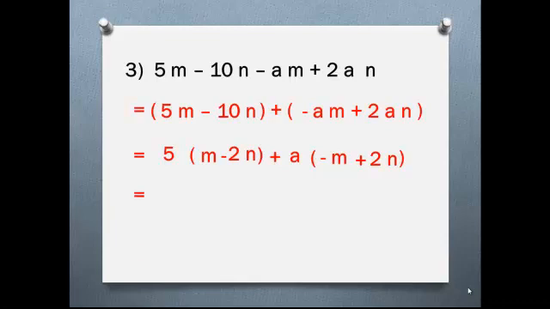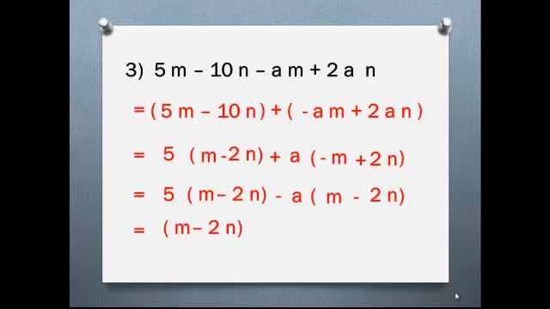The common factor between the 2 terms, m minus 2n, but in the other group it's negative m plus 2n. To make m minus 2n the common factor, take negative common factor in the second group. So the first group is still the same, 5 times m minus 2n, and take negative from the second group, negative a, and the bracket will be m minus 2n. Now we have common factor between the 2 terms, which is m minus 2n, and the other factor will be 5 minus a.